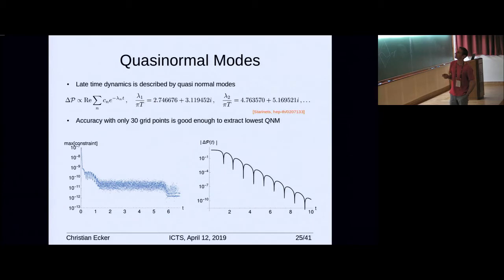So you can already extract by plotting this delta P as a function of time the quasi-normal modes, where the periodicity of these peaks gives you the imaginary part, and the slope here gives you the real part of the quasi-normal mode.